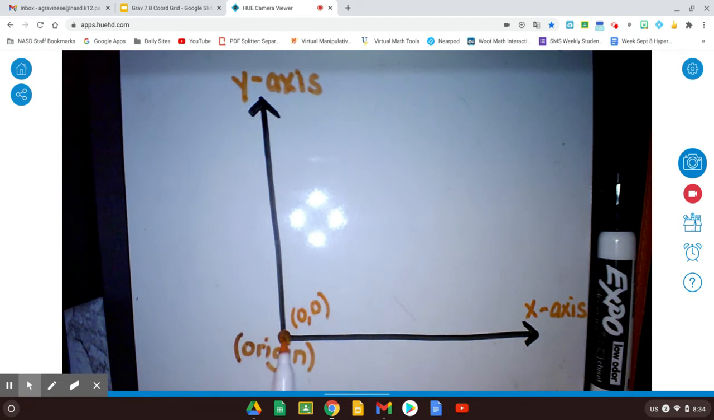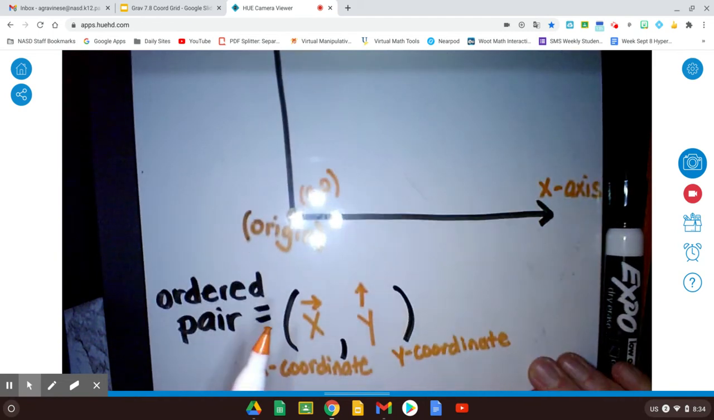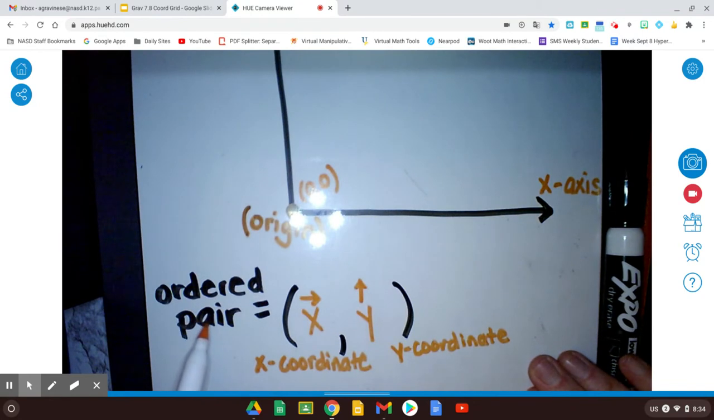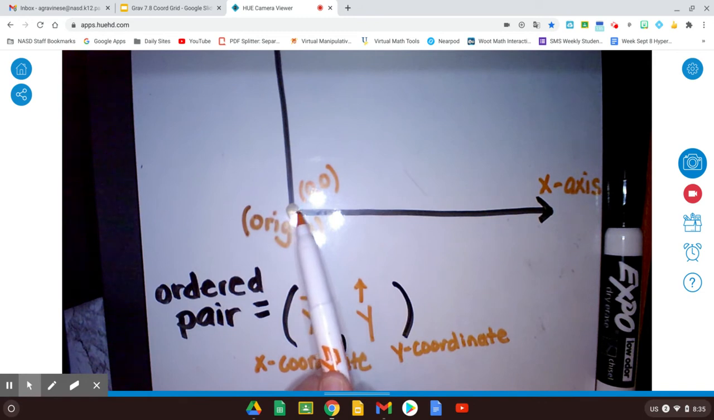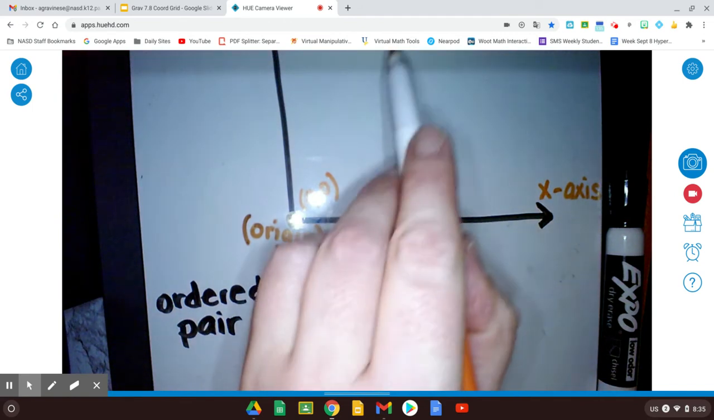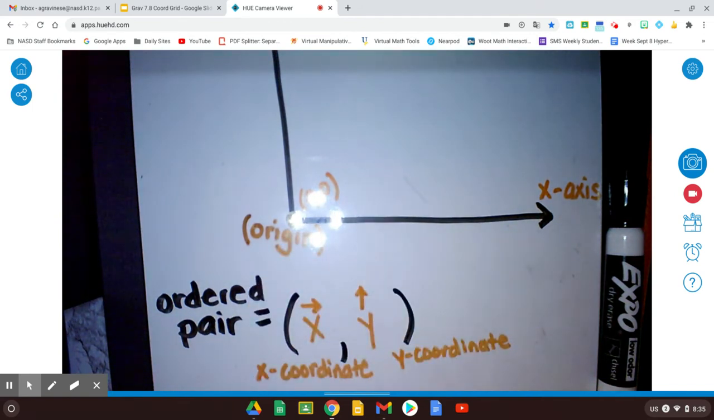here. You're staying put. Speaking of ordered pairs, an ordered pair is a pair of numbers that are in a certain order. And they follow the order of the x coordinate, which tells you how far over you're going, and then the y coordinate, which tells you how far up or down you're going to go.